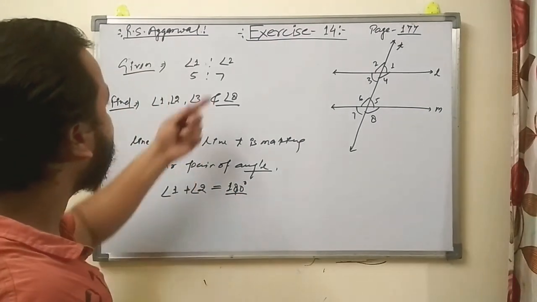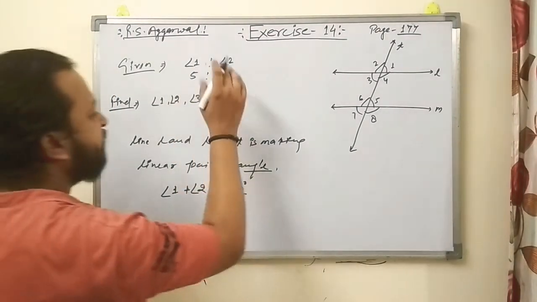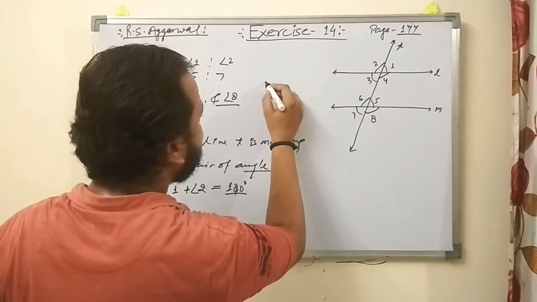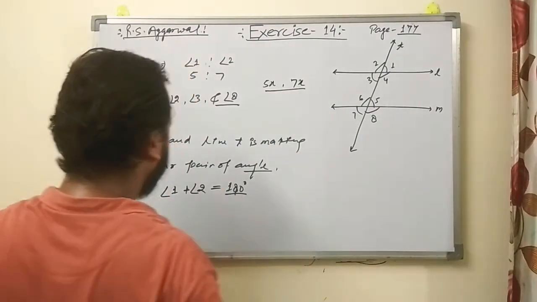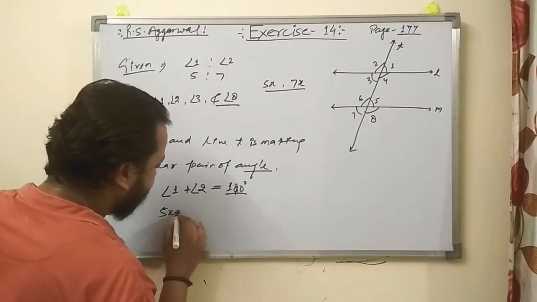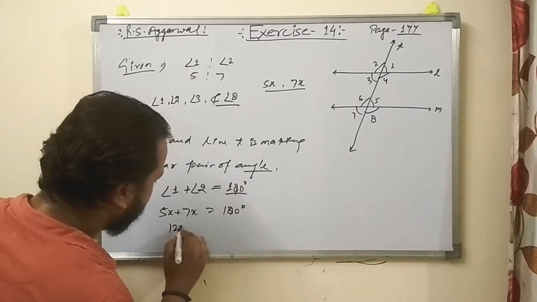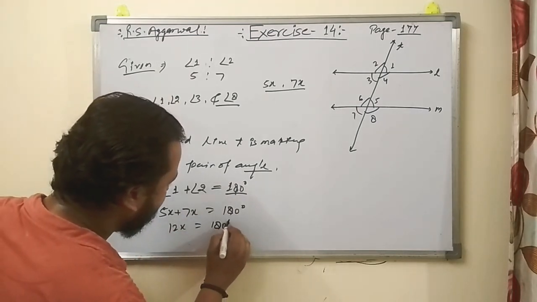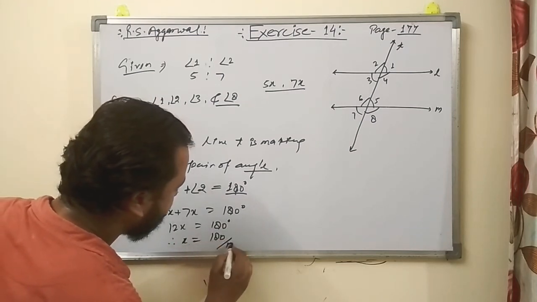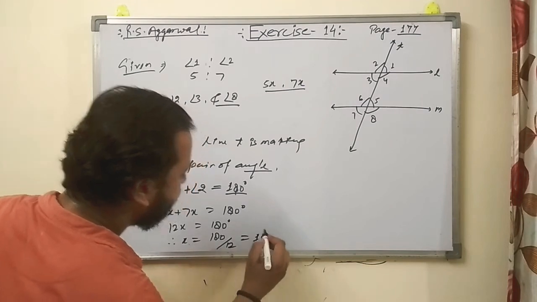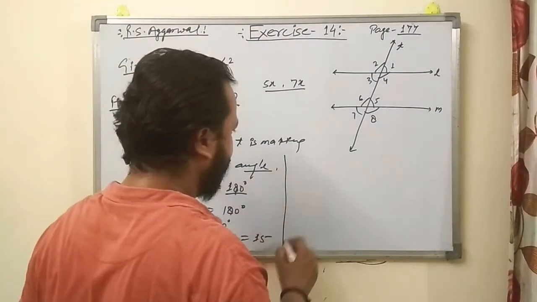And it is also given that angles 1 and 2 are in the ratio of 5 and 7. So you can say that these angles measure 5x and 7x, right? So 5x plus 7x equals 180 degrees. So 12x is equal to 180 degrees. That means x equals 180 degrees divided by 12, that equals 15, right? So the value of x you are getting is 15.